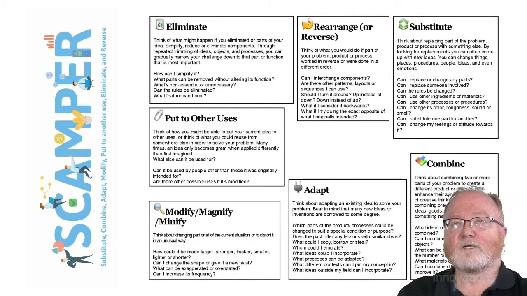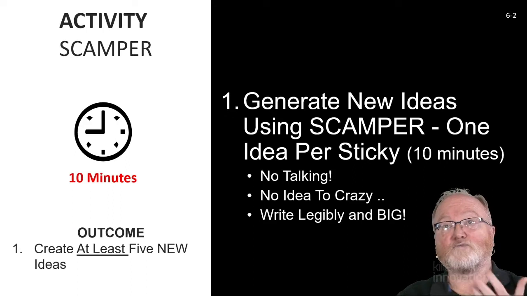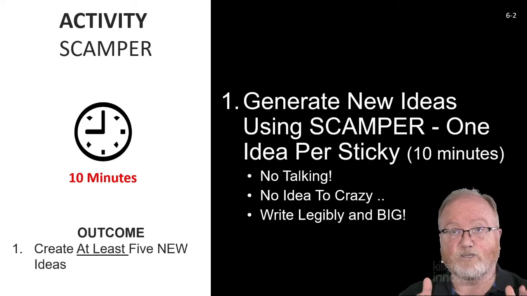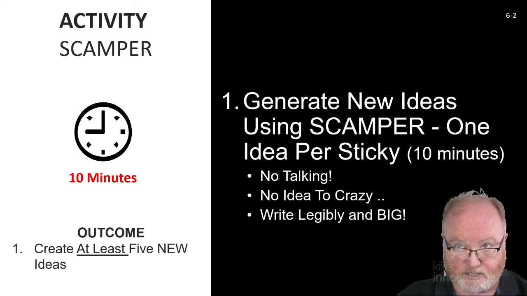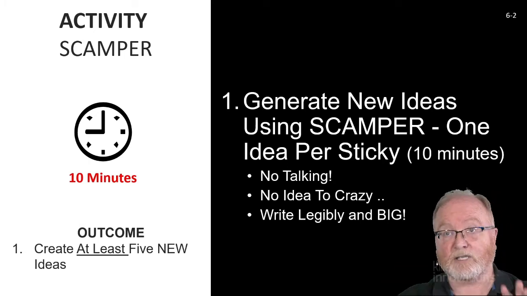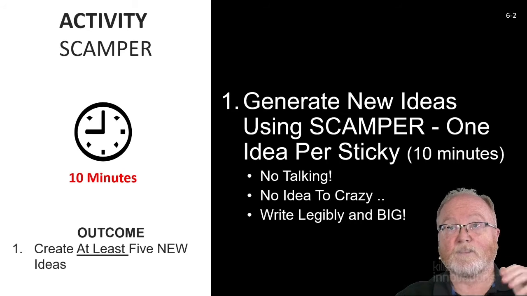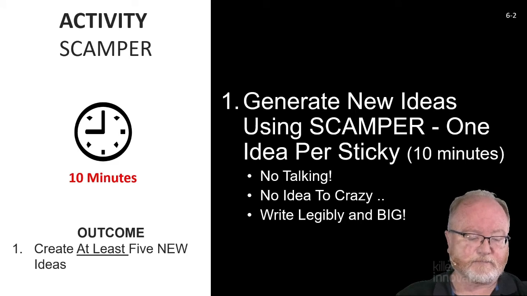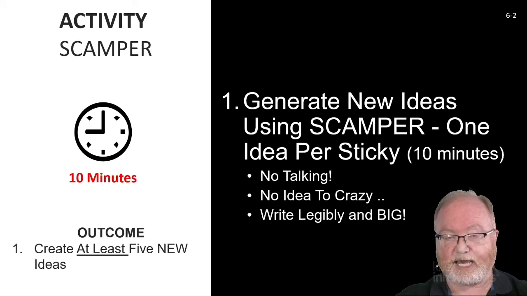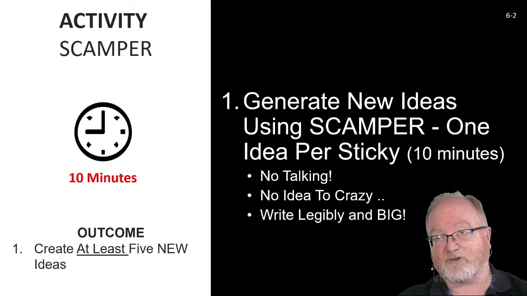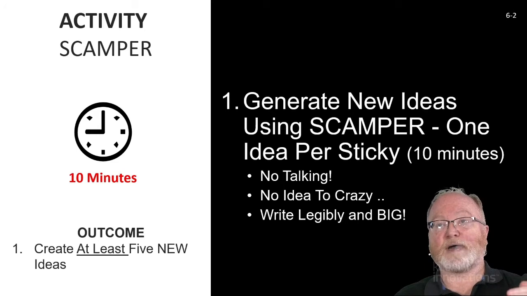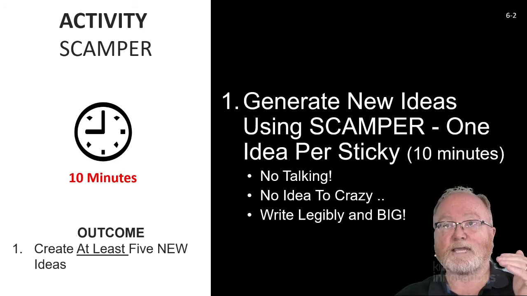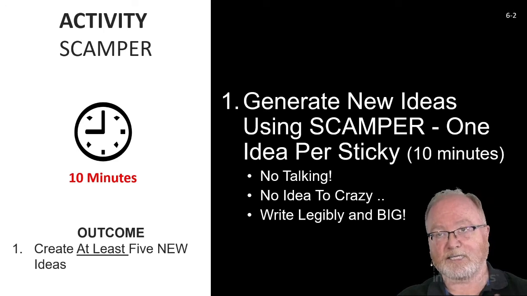killerinnovations.com. So then what we do is we say generate new ideas using SCAMPER. Again, this is an individual ideation activity. Heads down, no talking, no ideas too crazy, write legibly, but using SCAMPER. So what can I substitute? What can I combine? What can I adapt or modify, reverse, whatever? Going through the original set of ideas that they came up with, now going back through the ideas a second time through, and apply the SCAMPER tool to generate more ideas.